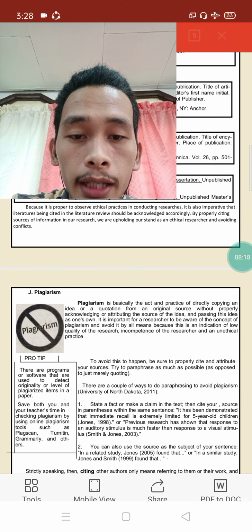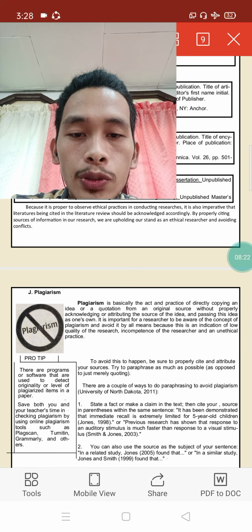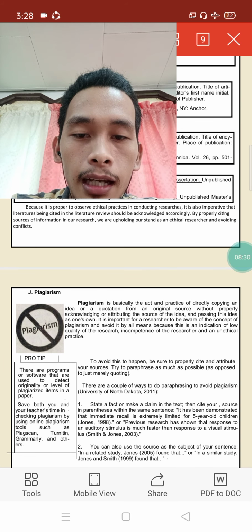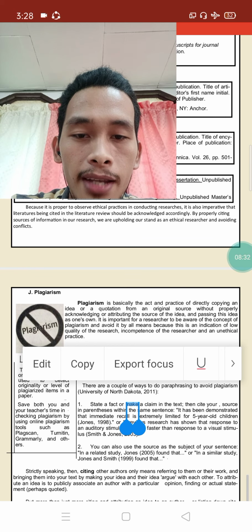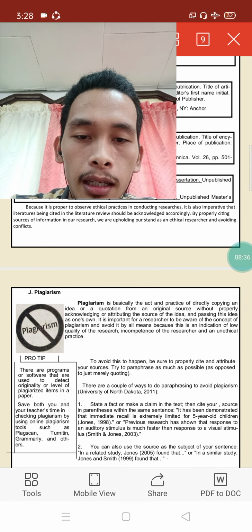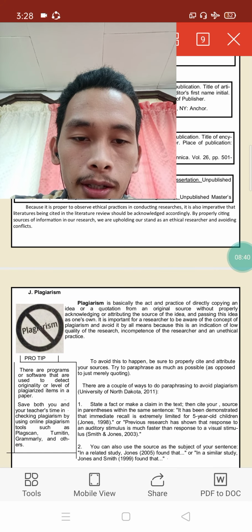It is important for a researcher to be aware of the concept of plagiarism and to avoid it by all means, because this is an indication of low quality of the research, the incompetence of the researcher, and an unethical practice. So if the researcher plagiarizes, it shows that the research is low quality, and then it shows that the researcher is incompetent, and then the researcher does not follow ethical practices.